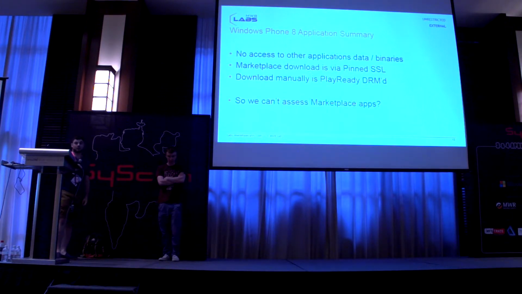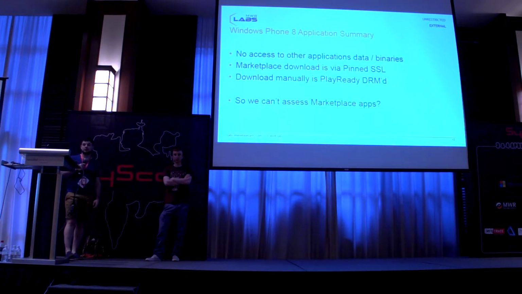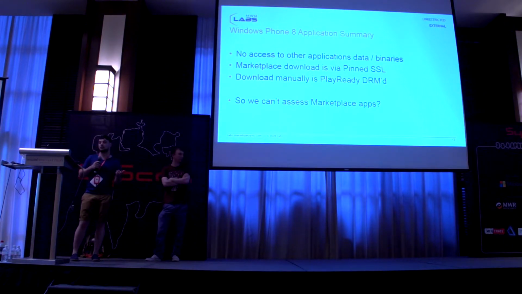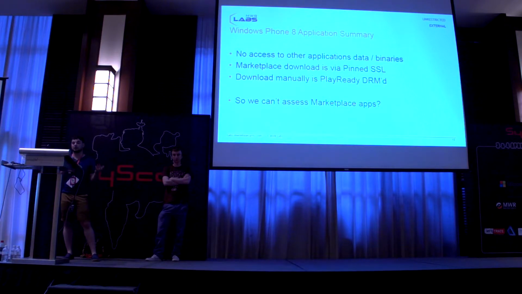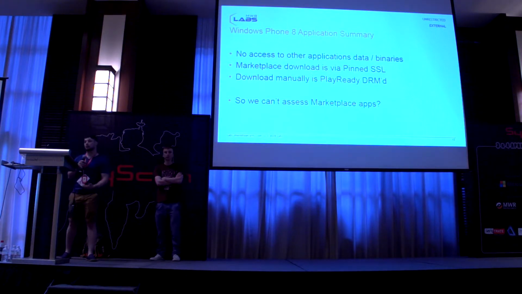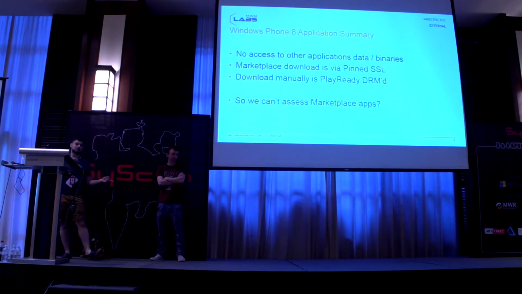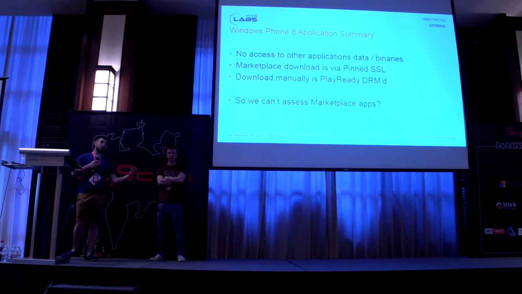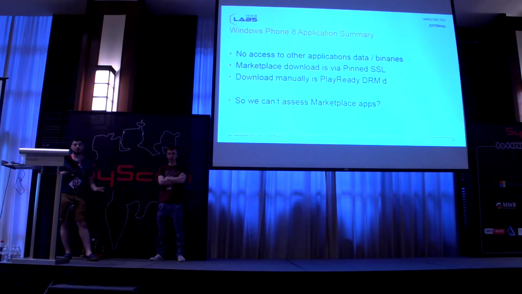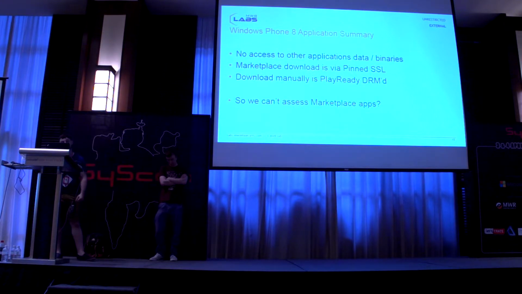So, in the context of normal marketplace applications, because of the sandbox, you've obviously got no access to another application's data or binaries. Marketplace downloads via pinned SSL, unlike Windows Phone 7, where you could sniff the connection between the marketplace and the phone and pull the XAP, the application installation file, from the stream with no DRM, extract that and black box test the application, and start reversing there.